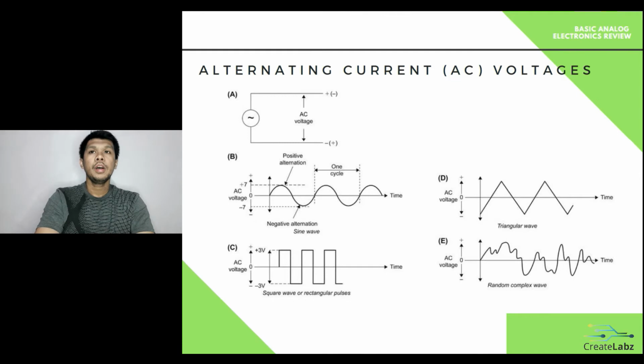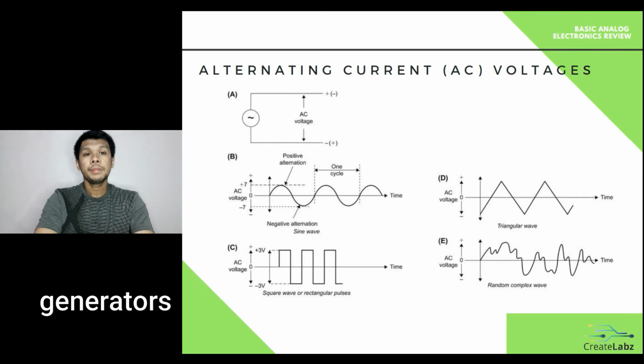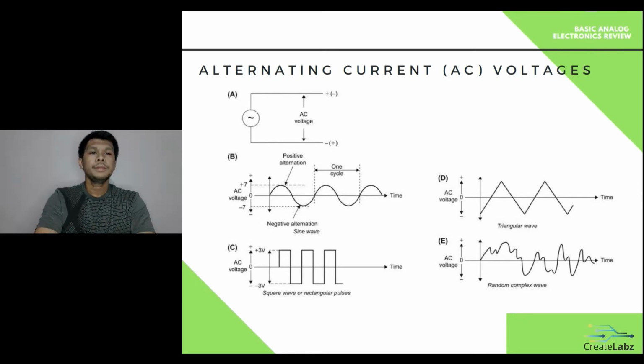Another example of an AC voltage source are generators. Generators can come from water turbines, geothermal plants, or hydroelectric plants, or from diesel or coal plants. An AC voltage can be sinusoidal like this. You can see that there is a positive alternation, and then it goes to zero, and then there's a negative alternation, and then goes back again.